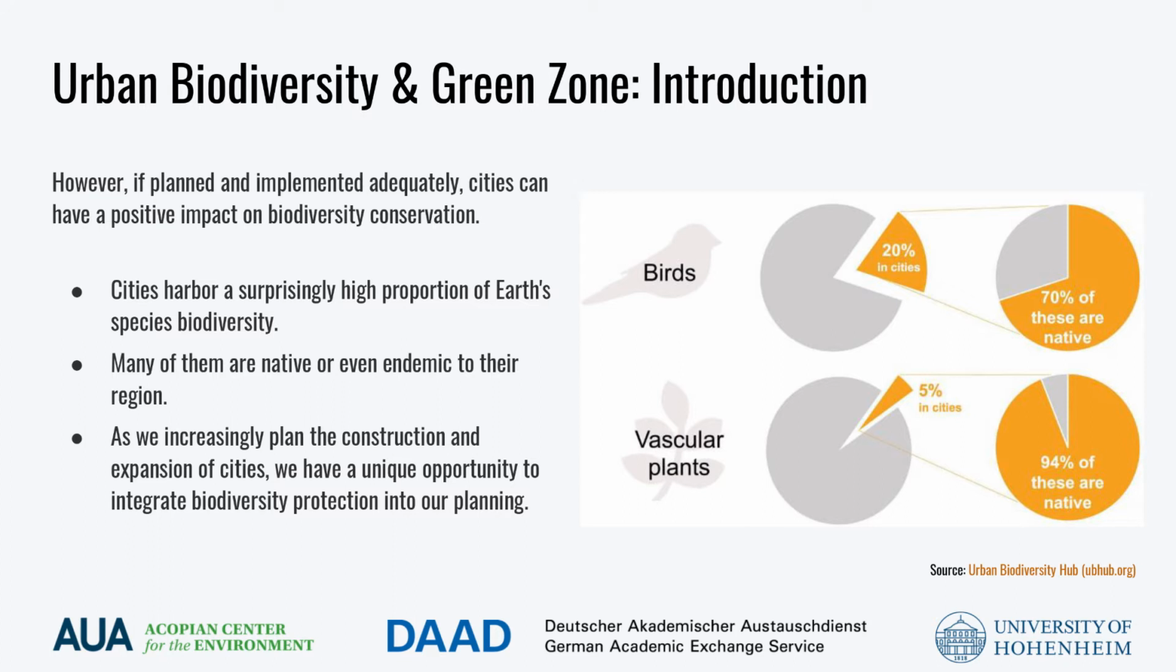Cities support a high proportion of Earth's species biodiversity. Many of them are even native to the region. 20% of the world's bird species live in urban areas. 70% of these species are native to the region. Urban areas host 5% of the world's vascular plant species, out of which 94% of the species are native.